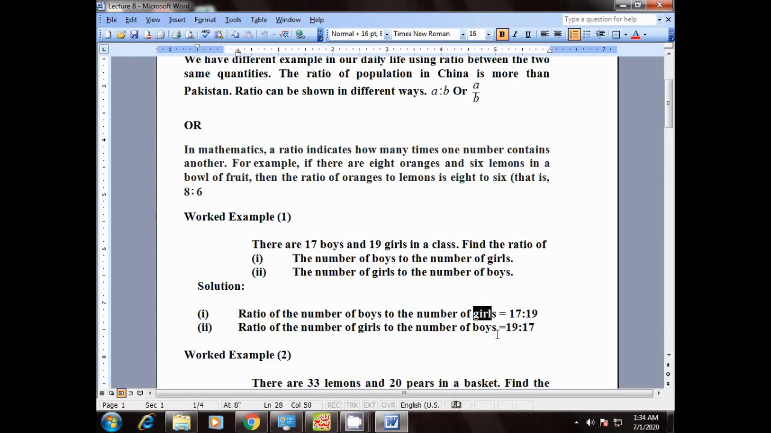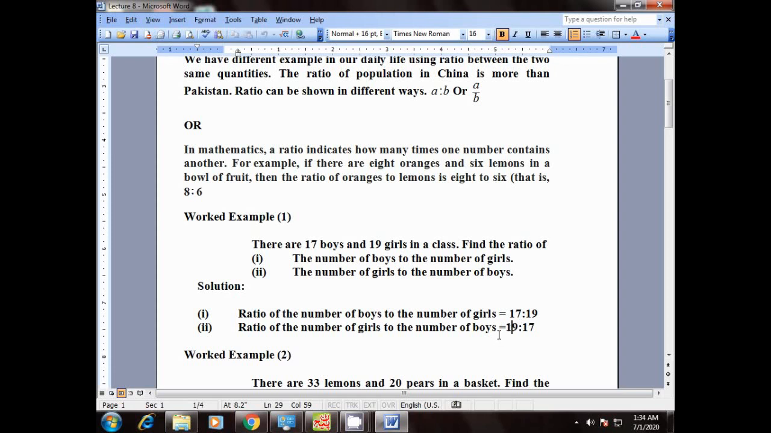First we have given girls, and then second we have given boys. So first of all we will write the number of girls, which is 19, and then ratio symbol, and then the number of boys, which is 17. In this case, first quantity is greater than the second quantity. So ratio tells us how many times one quantity is greater than the second quantity, or how many times the second quantity is less than the first quantity.